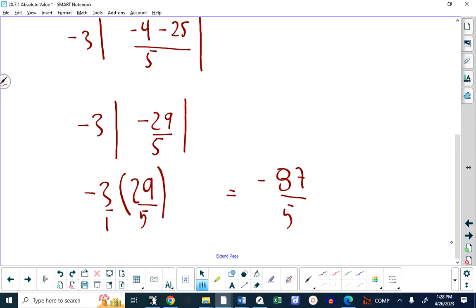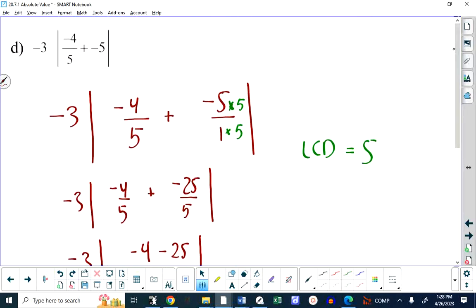Hey, oh, wait a minute. Can we get a negative for an answer? I thought we were doing absolute value. We get a negative for an answer because the question had negative 3, which is a negative number, multiplied by this, which will be a positive number. We're going to get a negative. Just because you see absolute value doesn't mean that everything's positive.